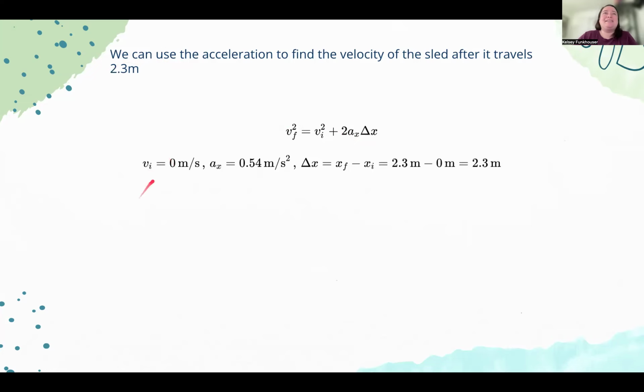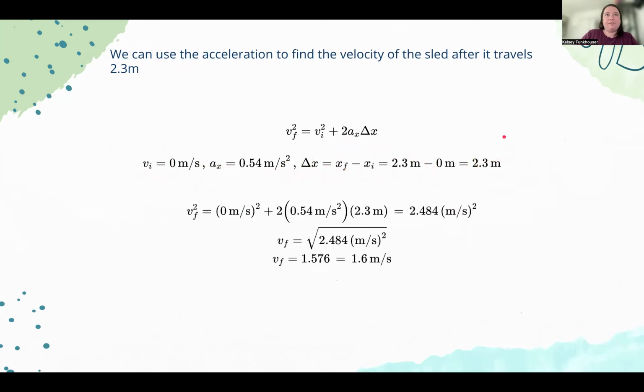The velocity initially is 0 meters per second. The acceleration is 0.54 meters per second squared. The displacement is the final position minus the initial position. The initial position is 0. We decided, because that's the easiest thing to do, to set the initial position to be 0. So that tells us that the x displacement is 2.3 meters. So we can then plug those things into our equation.